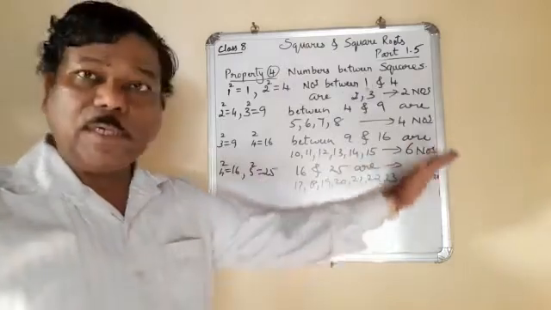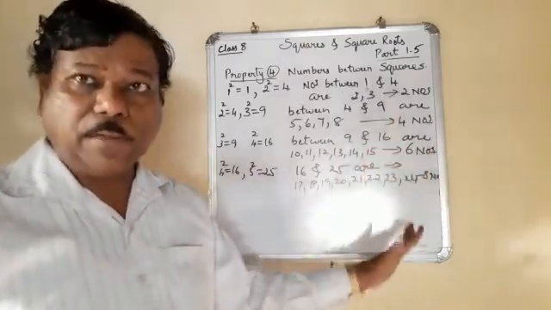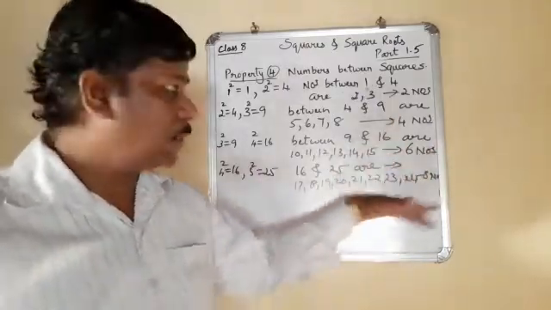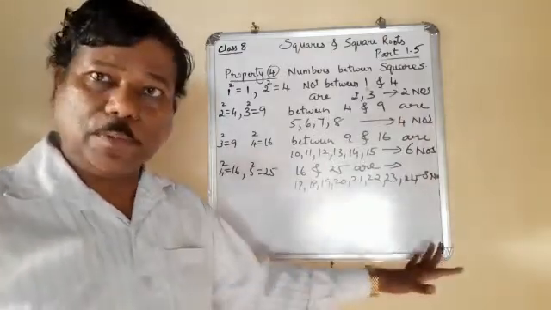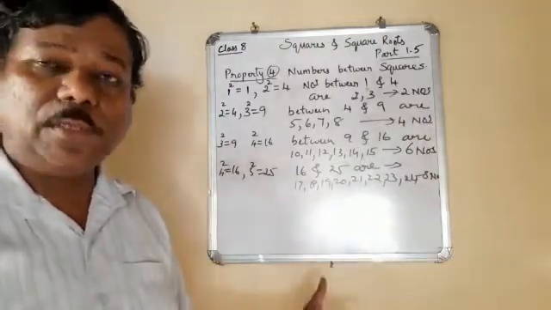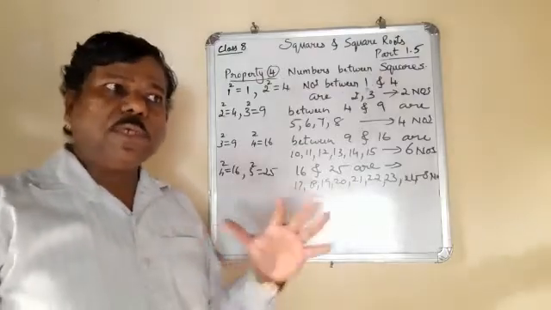And similarly, it continues in the same even number pattern. So 2, 4, 6, 8. Next, if you go, it will be 10. Next, it will be 12, 14, 16, and so on. So what is the nexus here?